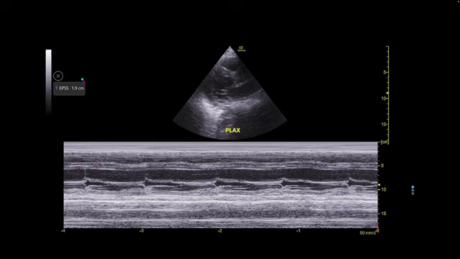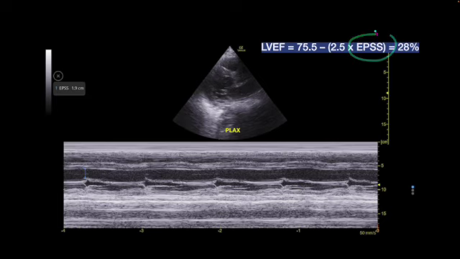Now, if you want to know how that correlates to ejection fraction, you were given this equation. You plug it in: 75.5 minus 2.5 times your EPSS. 2.5 times 19, and that number subtracted from 75.5 is 28%. And this EPSS is in millimeters, let it be known. So I would say, yeah, this is actually pretty accurate. I take a look at a lot of these, I eyeball it, and I would say her ejection fraction was about 20%, and that's pretty darn close, right?